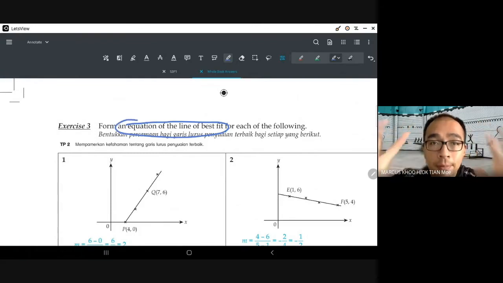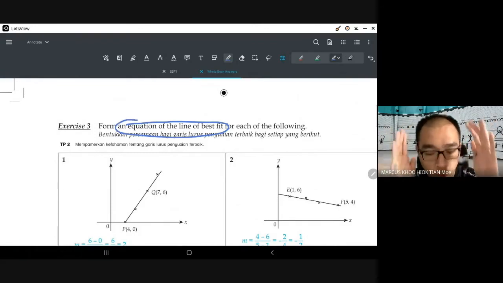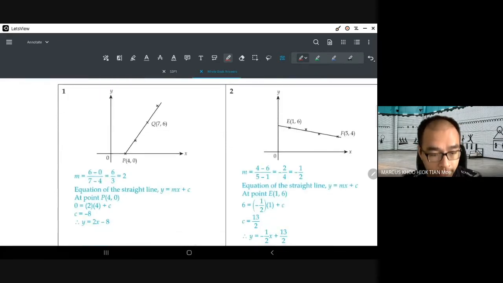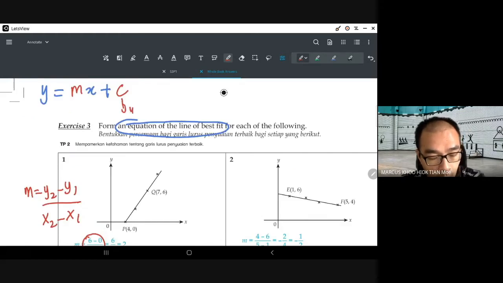Okay, so we come back to all straight lines. All straight lines is y equals to mx plus c. Okay, y equals to mx plus c. So the one that you must substitute is the gradient and the c. Okay, so how do you find the gradient? Same thing, you take 2 points and then you use y2 minus y1 over x2 minus x1. Okay, and then the c, c is the y-intercept.